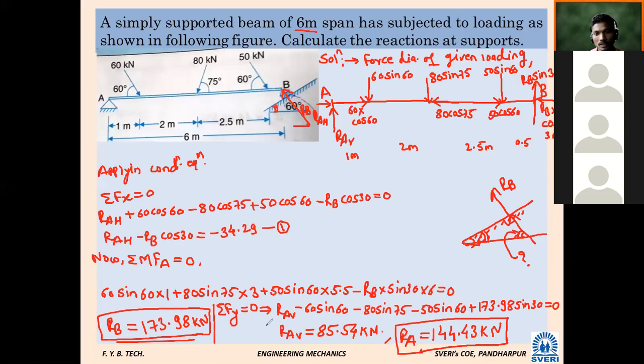Okay, so what was the change in this problem? This was a little new thing. A reaction which was given at the roller was making an angle with the horizontal, so we calculated the angle made by the reaction with the horizontal. Have you understood? Yes, sir. Shall we go next? Yes, sir.